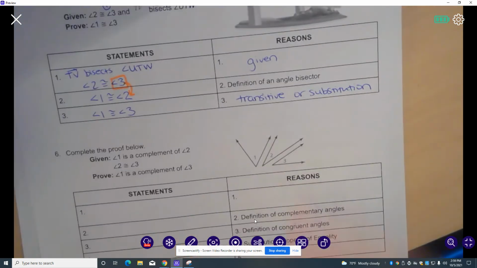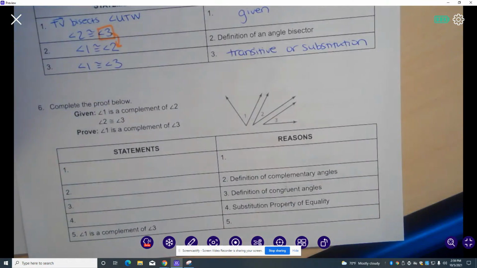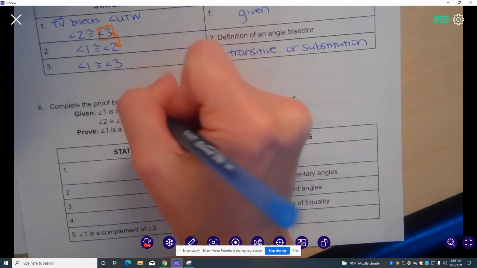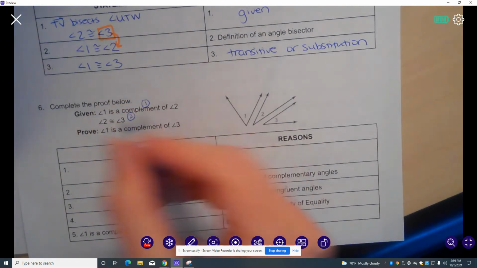All right. Number 6. Given angle 1 is a complement of angle 2, and that angle 2 is congruent to angle 3. Prove that angle 1 is a complement of angle 3. So again, like the last one, I have 2 given statements, but they only give me 1 row, so I'm going to put both of those in as statement 1.